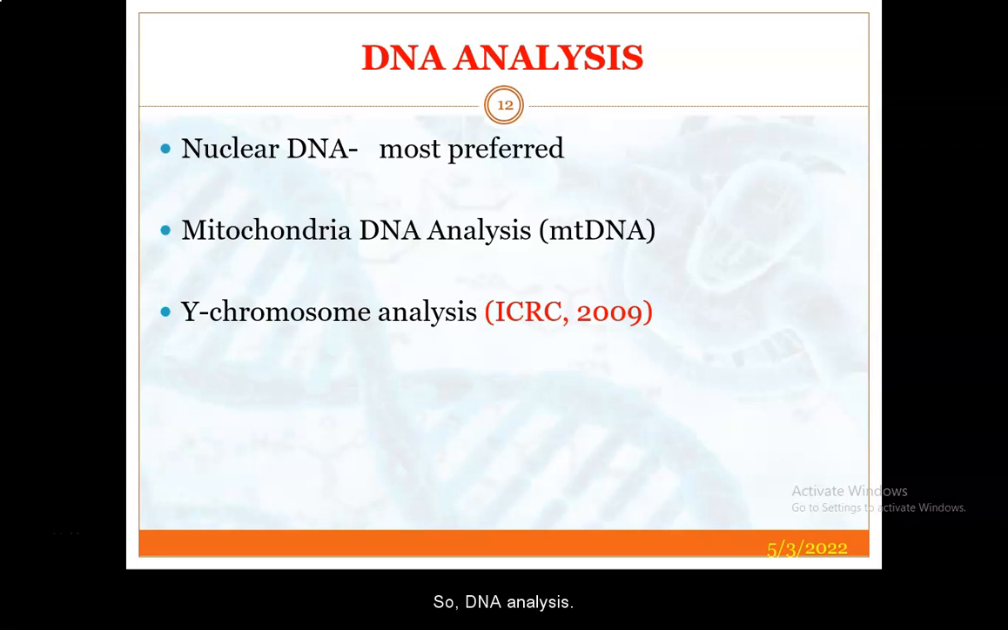So, DNA analysis. You can use the nuclear DNA, which is the most preferred form of DNA when it comes to human identification. But if this type of DNA, after extraction and quantification, you get to know it has degraded, then you can fall on what we call mitochondrial DNA, which is normally available. You can also do what we call Y chromosome analysis if the individual is a male.